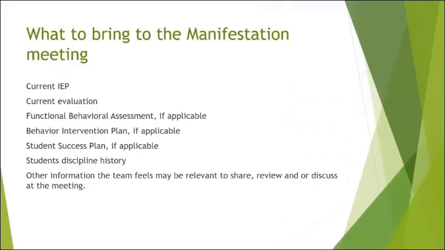Once you have located the manifestation forms, you will need to ensure that you have the correct student information at the meeting. You will want to bring and consider the following documents. Bring a copy of the student's IEP. Bring a copy of the student's most current special education evaluation. If the student has an FBA, BIP, or success plan, bring those documents as well. The team may want to consider bringing the student's discipline history, as well as any other relevant information the team feels that they may need to share, review, or discuss at the meeting when determining if the behavior is a manifestation of a student's disability.